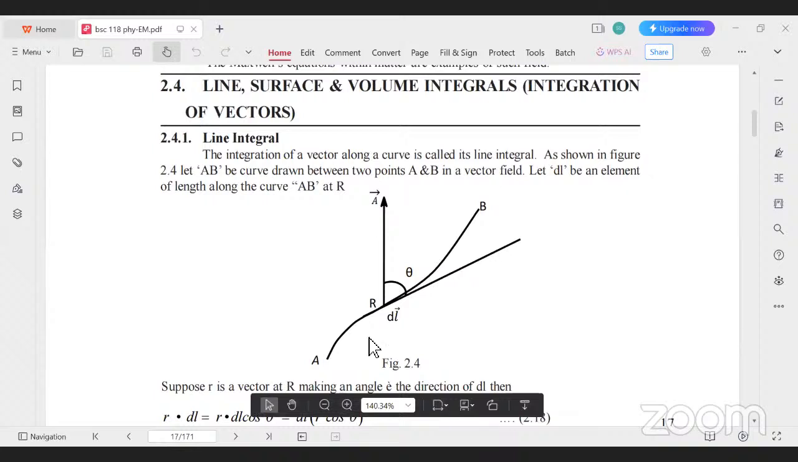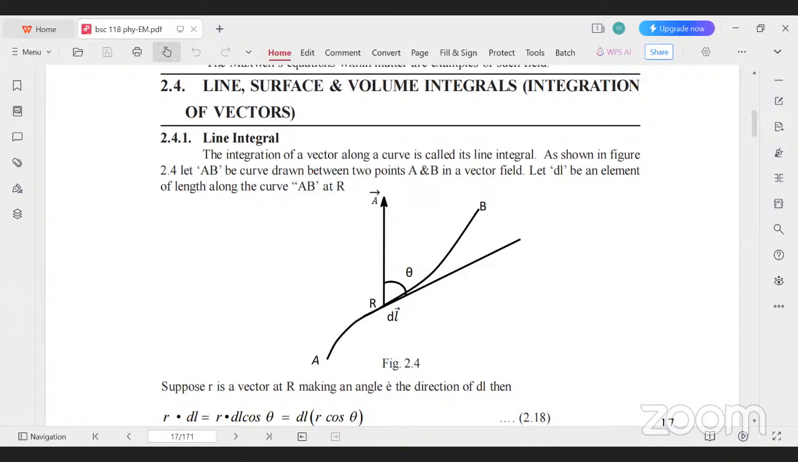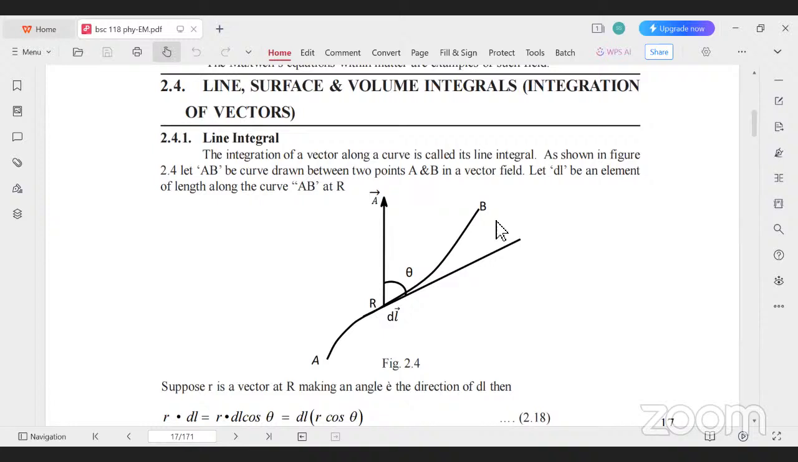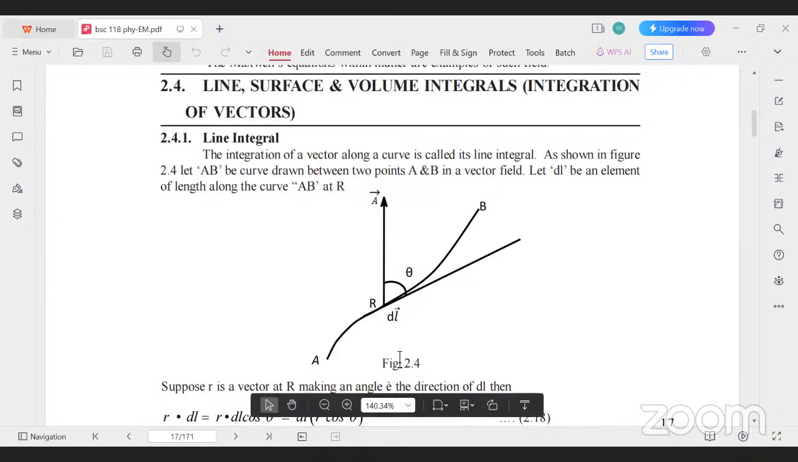I just want to find first, simply, the integration for one single line integral. You need to focus, everybody focus and listen carefully. If I'm able to find it for one single line, taking A to B, with a vector A and with an angle theta, and with dl being an element of the length of the curve from A to B, that I am representing as R. So the integration of a vector along a curve is called its line integral. For one single line, I am finding.